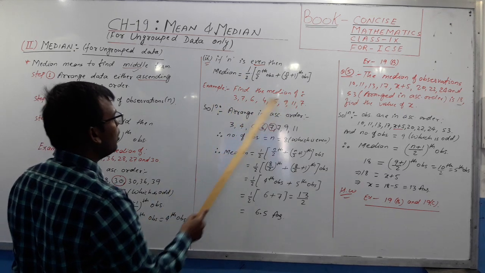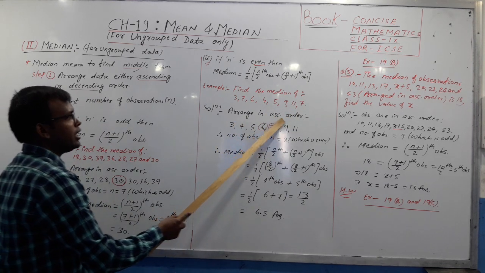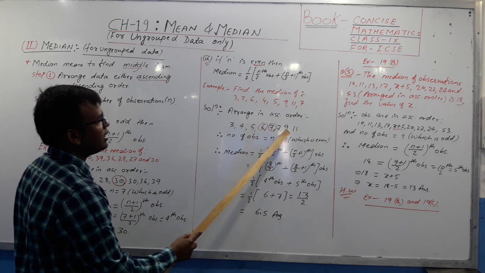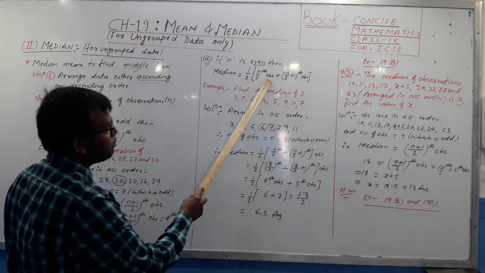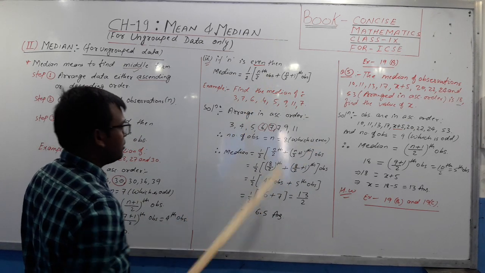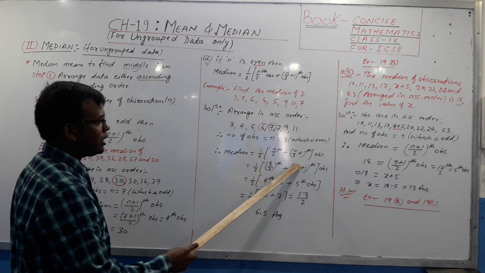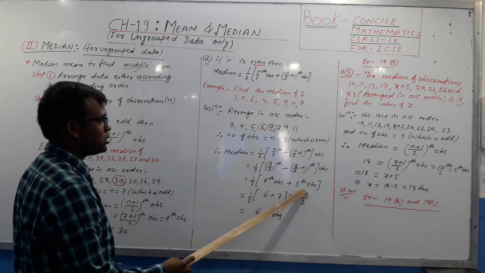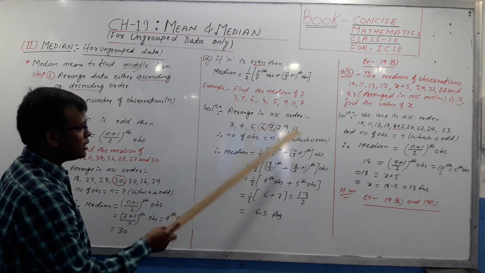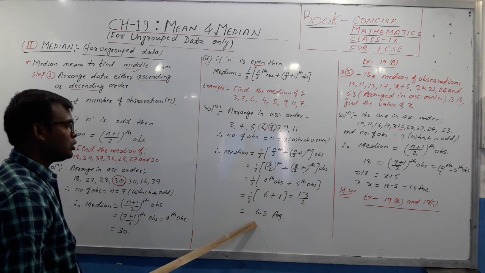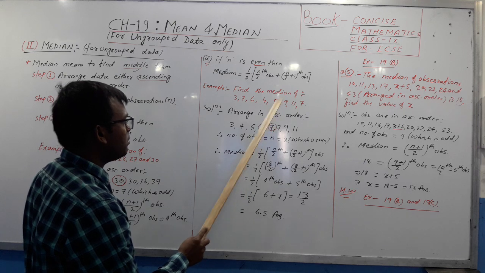Find the median of 3, 7, 6, 4, 5, 9, 11 and 7. First you arrange the data in ascending order: 3, 4, 5, 6, 7, 7, 9 and 11. See, the number of observations, count, is 8, which is even. That means you have to apply this formula to find the median. So n is equal to 8. So 8 by 2 th plus (8 by 2 plus 1) th observations, so 4th plus 5th observations. The 4th observation, 1, 2, 3, 4, is 6, and the fifth observation is 7. So 6 plus 7 is 13, divided by 2 is equal to 6.5. That means the middle term lies in between 6 and 7.